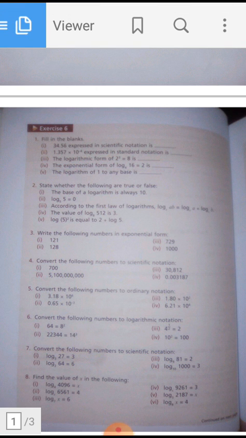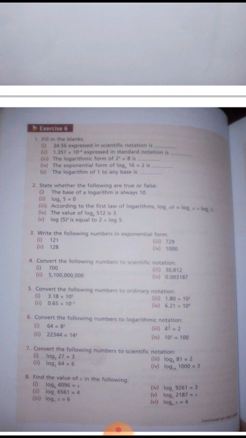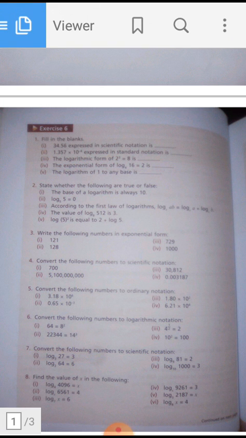As you have learnt a whole chapter regarding exponents, chapter number 5, I hope you are very well familiar with the word exponents. Exponent means power raised on a number.